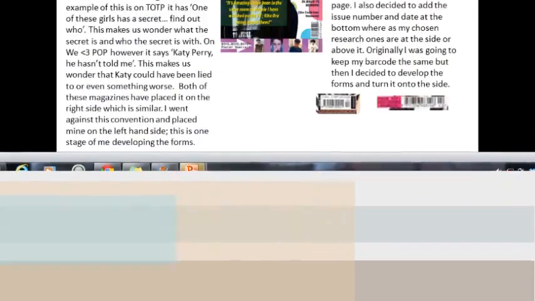However, on the We Heart Pop magazine it says Katy Perry, he hasn't told me. This makes us think that she could have been lied to, or something else, or something even more serious. The way that both of these magazines have been placed on the right side is very similar. I decided against putting it on the right side because both of them have already done this. So by placing it on the left hand side, this is a way of me developing the forms.